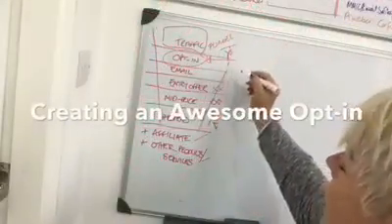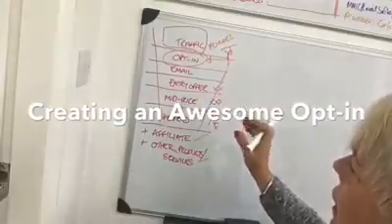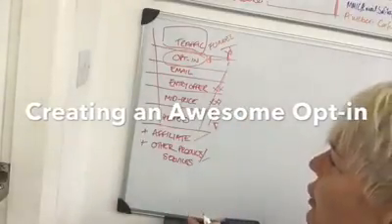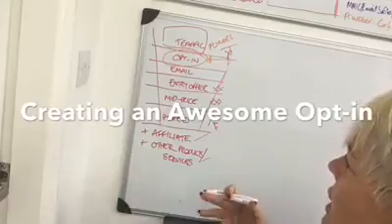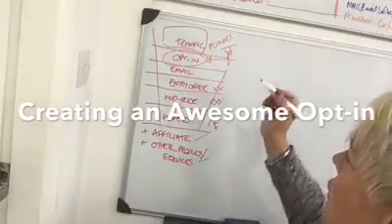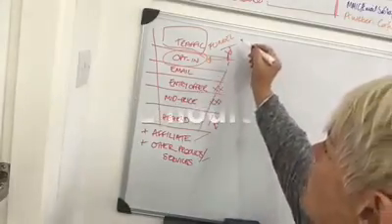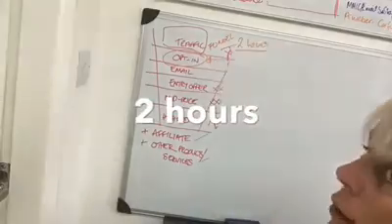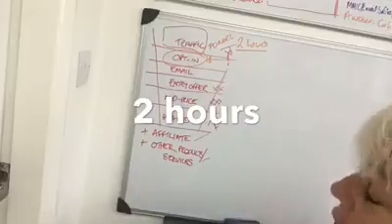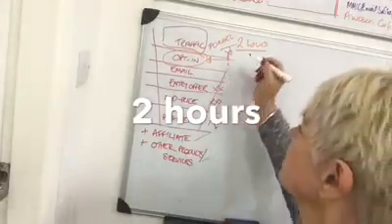So we don't want to make an opt-in too complicated, because it's a procrastination tool, and some people spend weeks and weeks and weeks crafting their opt-in. So if you're just starting out online, I would suggest you look at spending a maximum of 2 hours getting the rough draft of your opt-in done. Otherwise, it's just an excuse just to waste time.